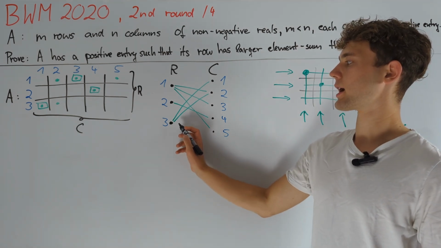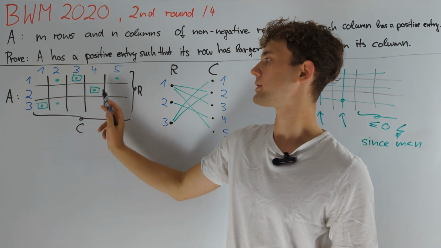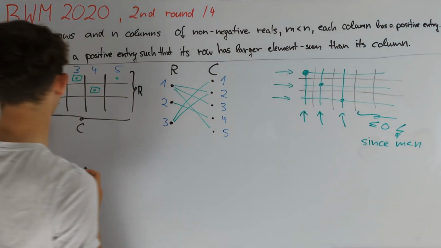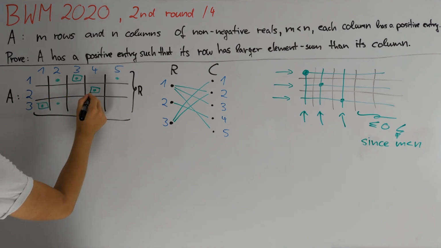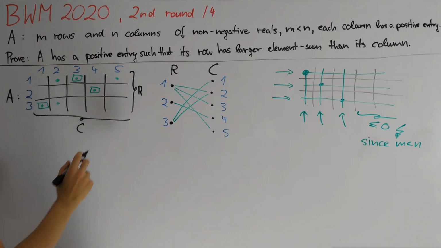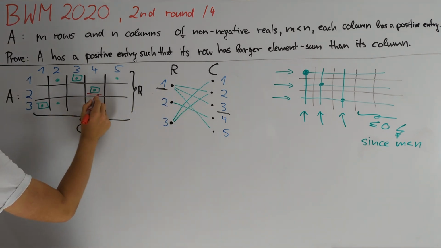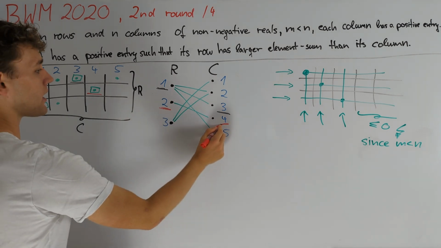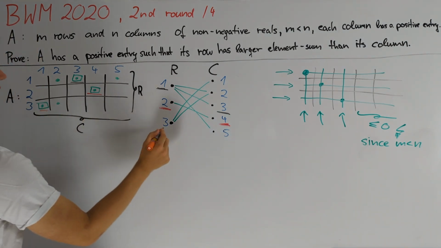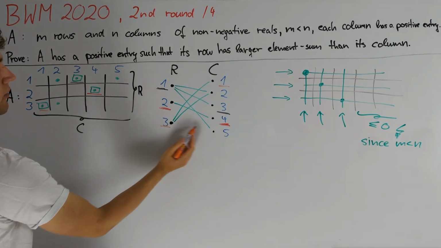Naturally, a matching covering R in this graph corresponds to a set of m positive entries in A that lie in distinct rows and columns. For example, if we take a look at this configuration, then the entry in row 1, column 3 corresponds to this edge, and we can do the same thing for row 2, column 4, and row 3, column 1. And in total, we therefore get a matching covering R in our graph.